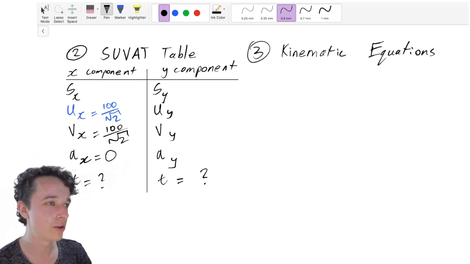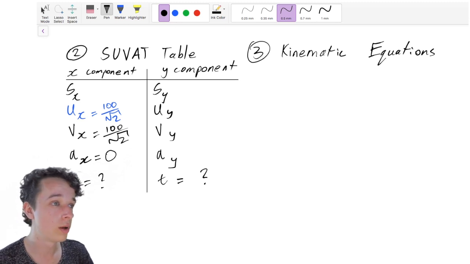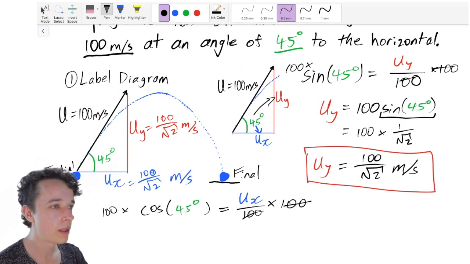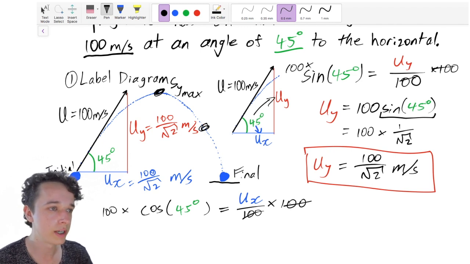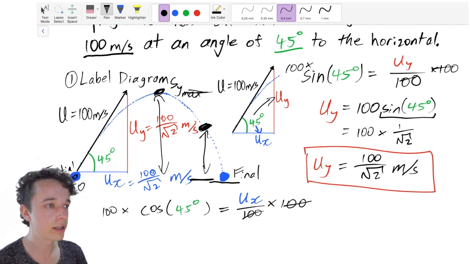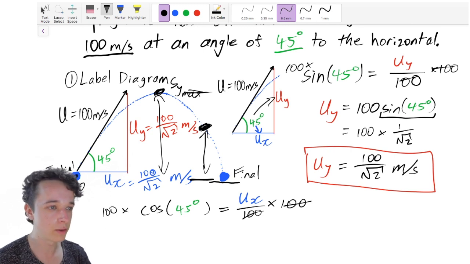Anyway, so do we know Sy? Do we know the displacement at the final position? We do. The displacement up here is some Sy max, so that's the max height. The displacement in the y component here is something between 0 and the maximum. At the initial point, Sy is 0. And at the final point, it comes back to the ground, right? So at the final position, Sy is also 0.